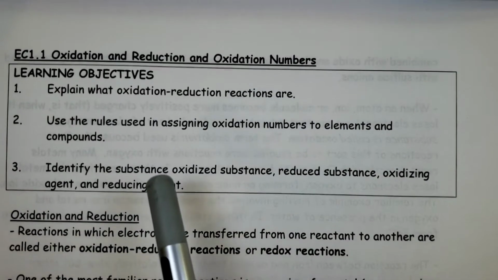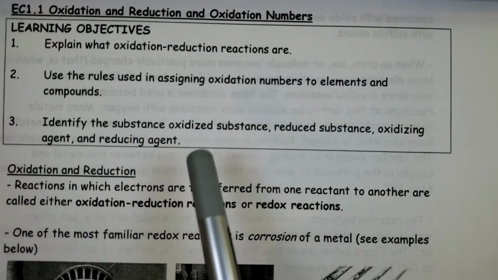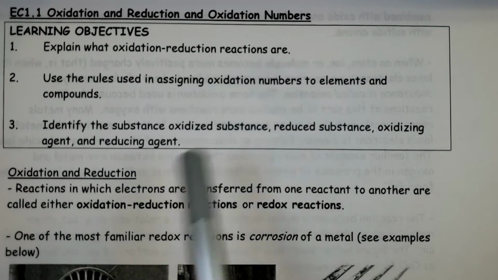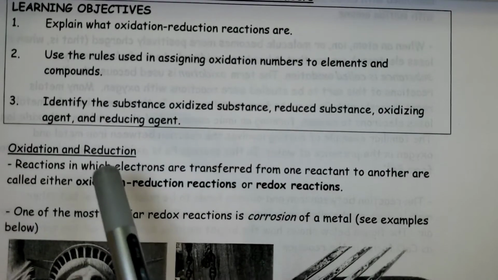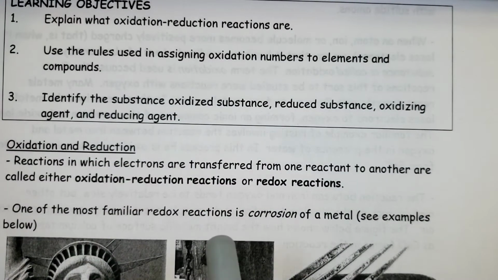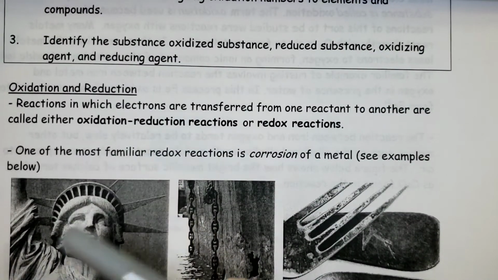What we're looking at here is to explain what oxidation reduction reactions are, use the rules used in assigning oxidation numbers to elements and compounds, and identify the substance that's oxidized, reduced, and the oxidizing agent and the reducing agent. All right, so first of all, oxidation reduction.